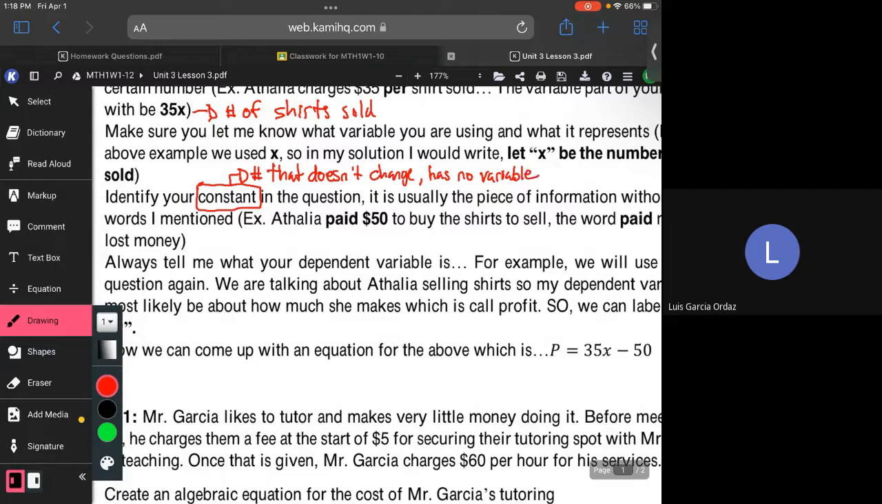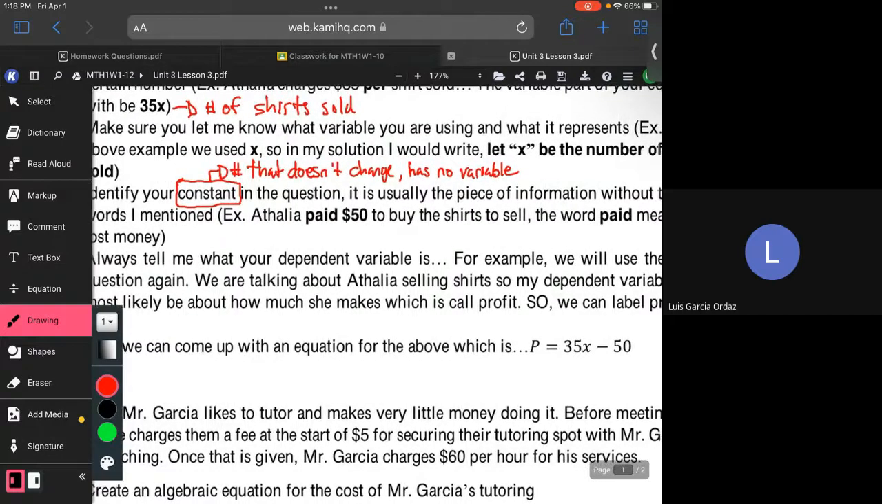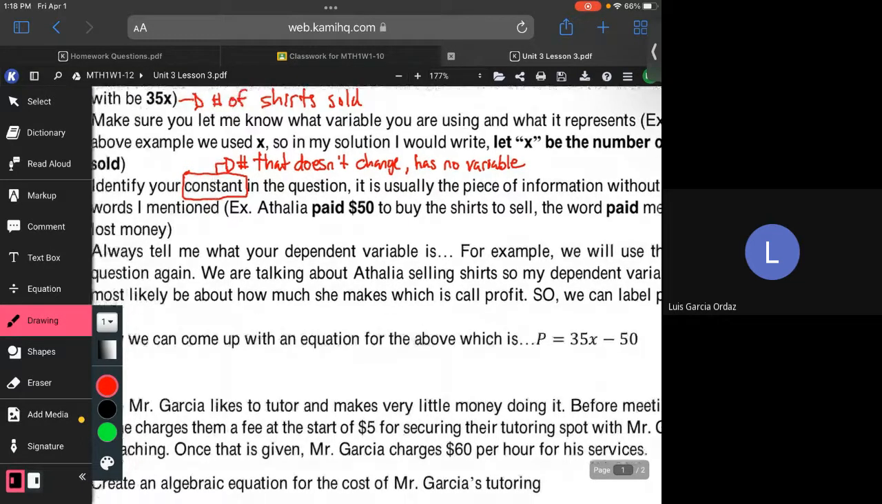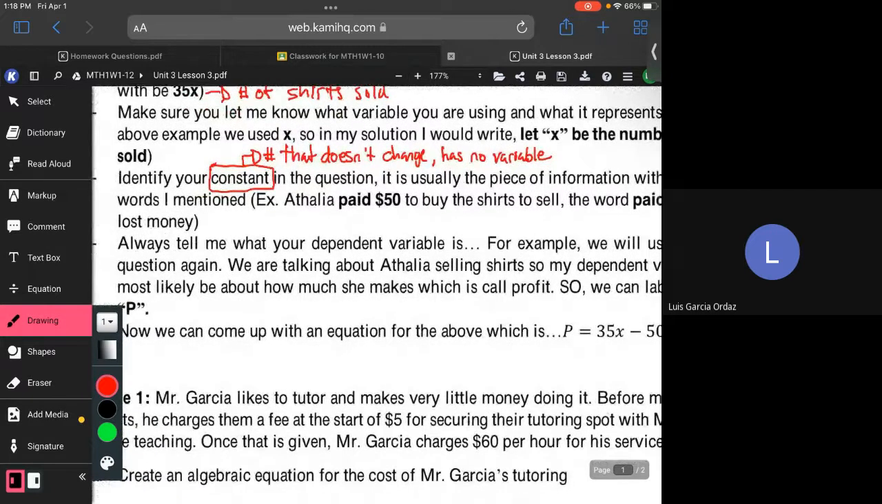Okay. So again, we're going to use the same question. We're just creating a whole word problem with it. So Athalia pays $50 to buy the t-shirts she wants to sell. The word paid means that she lost money because she had to pay out of her own pocket to buy those shirts. So my constant is going to be a negative in this case. So it's going to be minus 50 because she's paying $50. She's not making it.